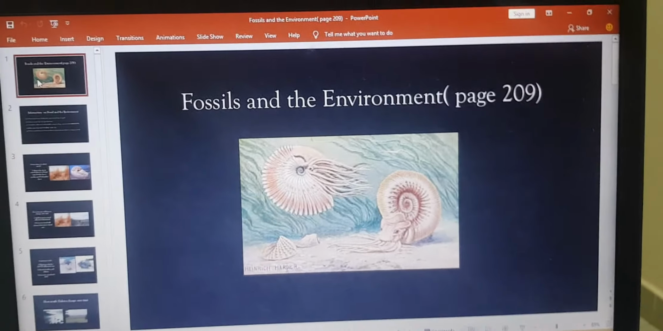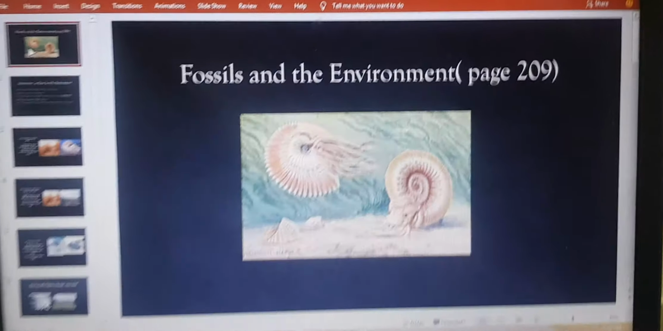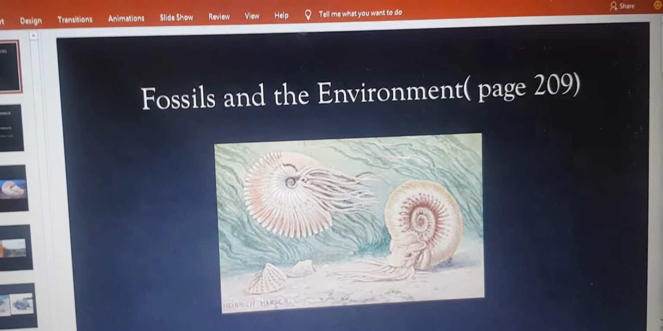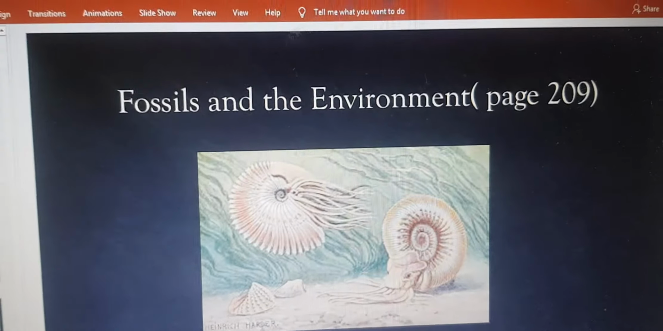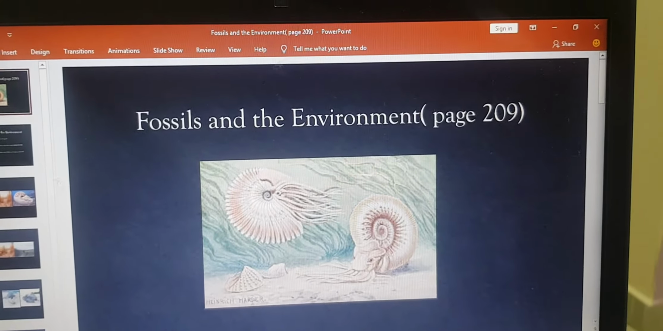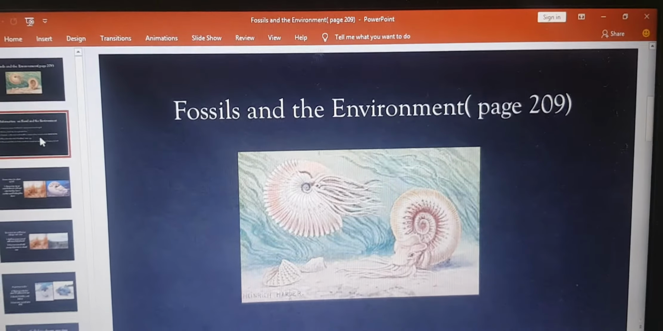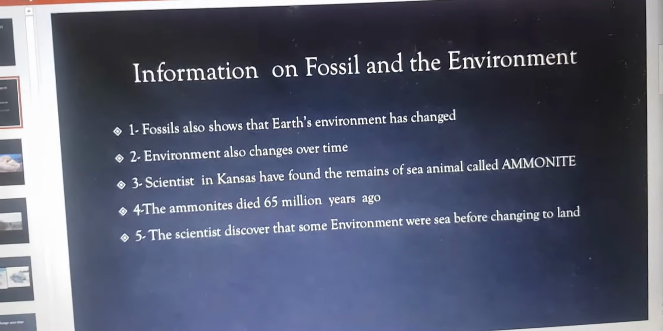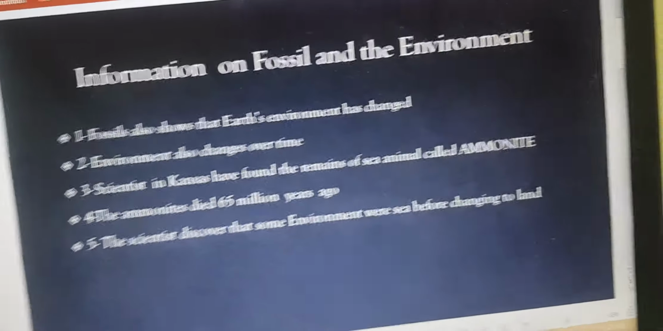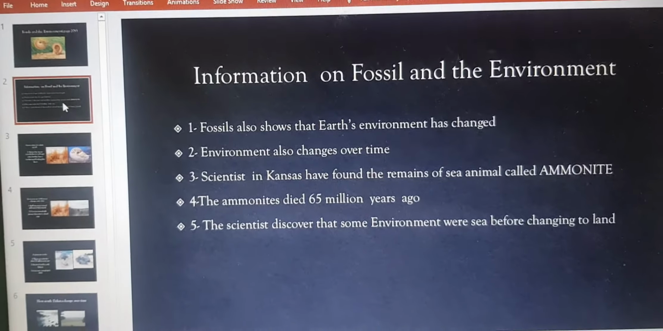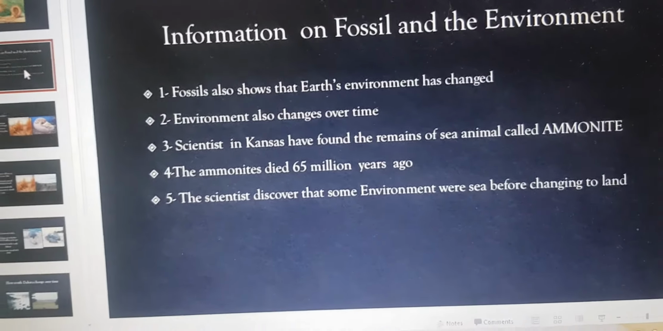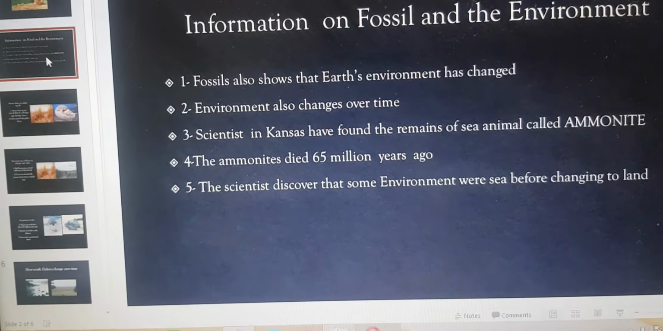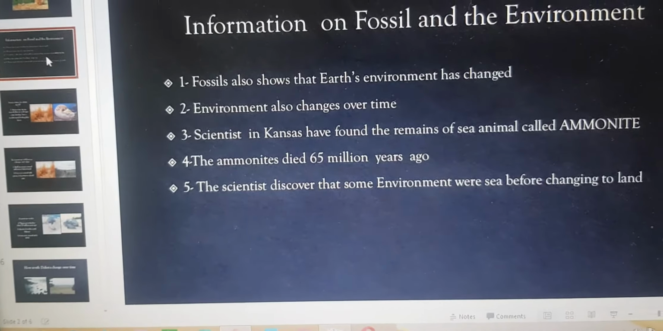Let's talk about fossil and the environment today. Fossil and the environment. You can find this on page 209. You all know the meaning of fossil. A fossil is the remains of a plant or animal that lived a long time ago. Now we want to talk about how the environment of this fossil has changed over time. Will it still remain the same, or is it still going to change? Let's find out in this lesson.